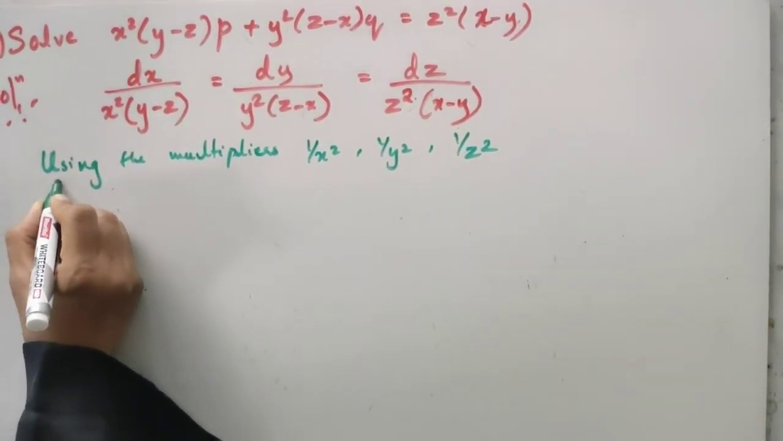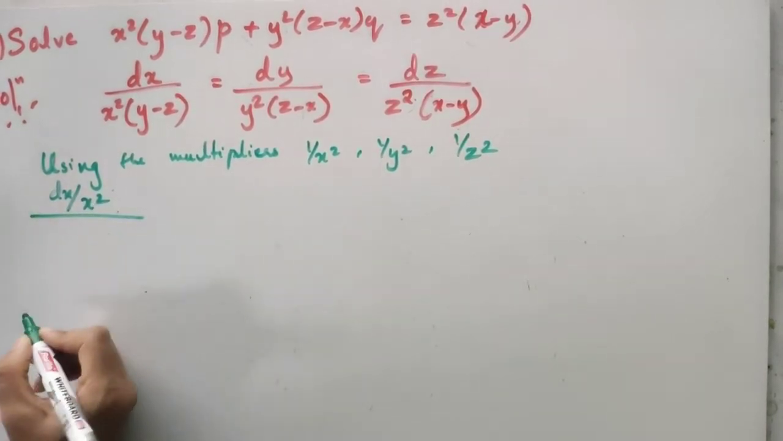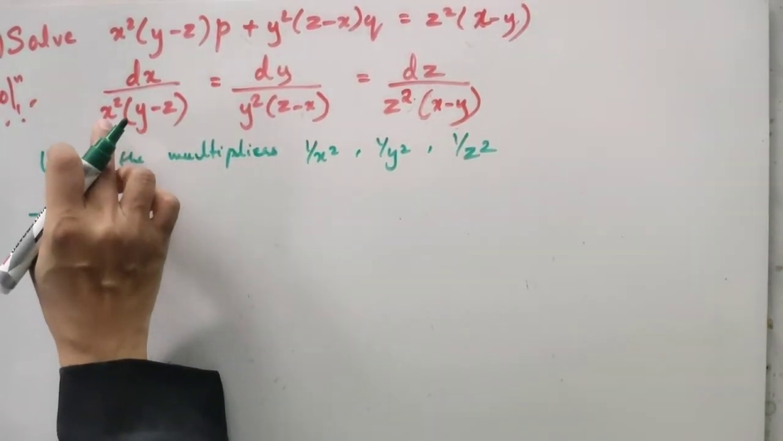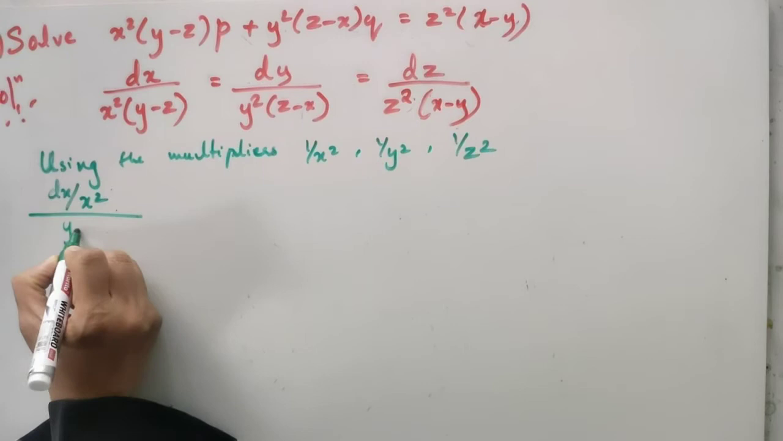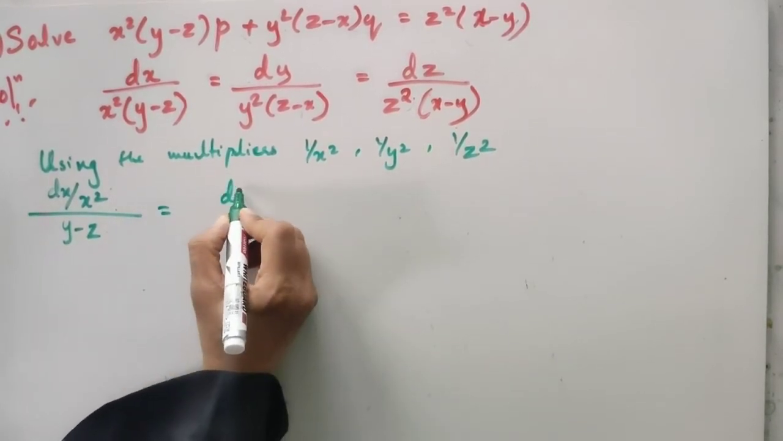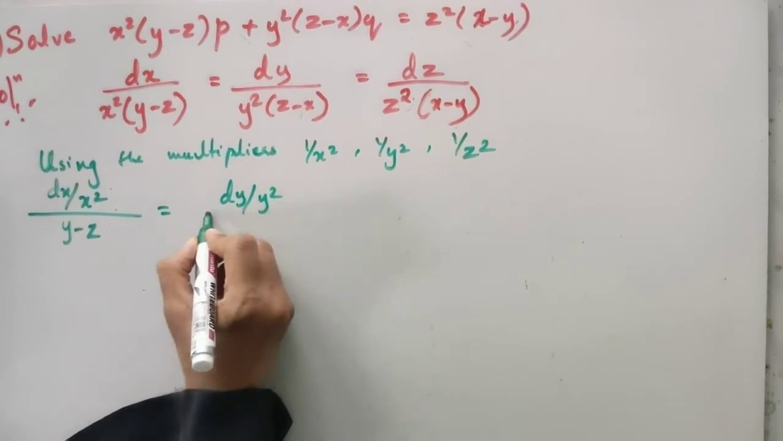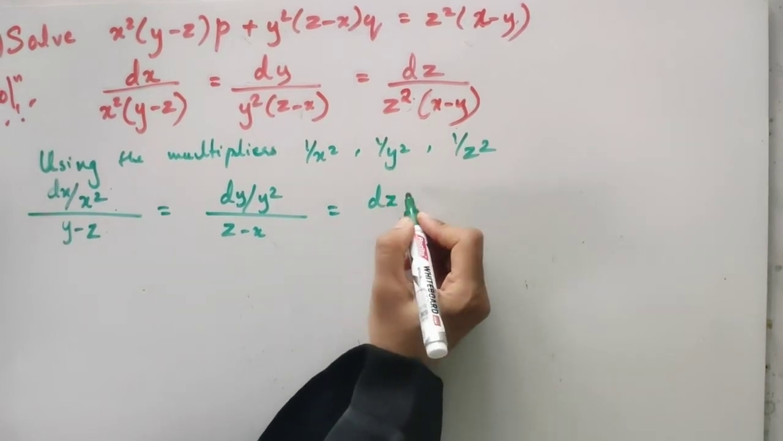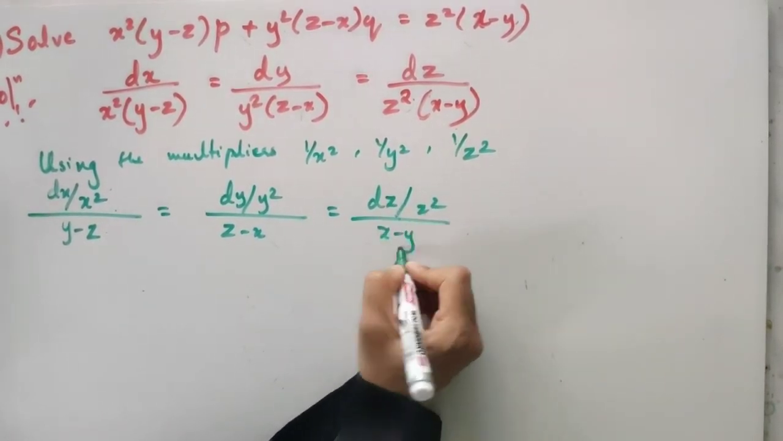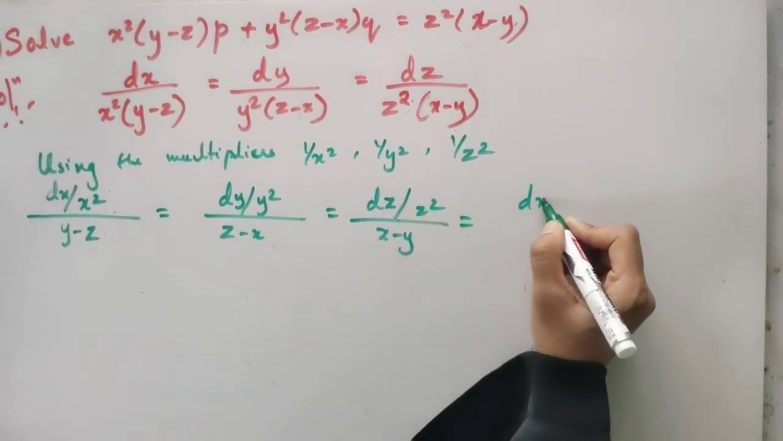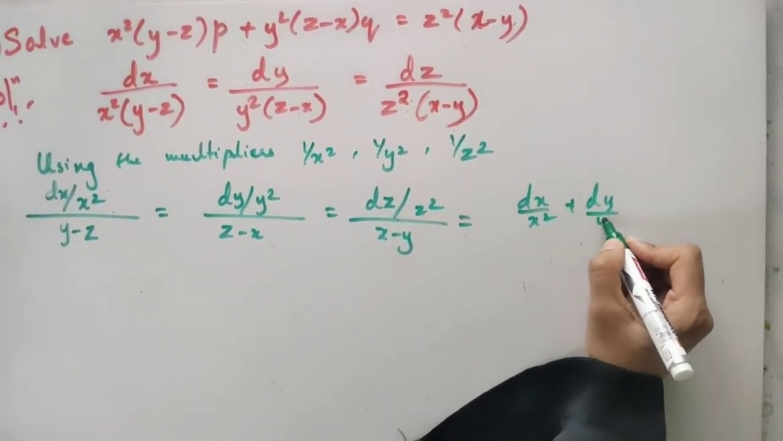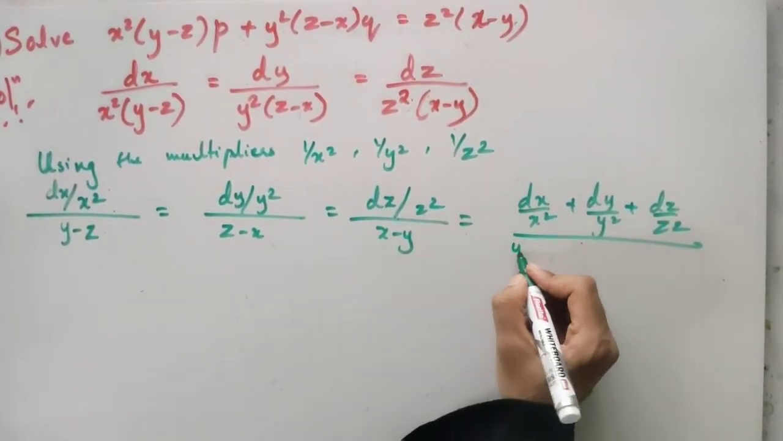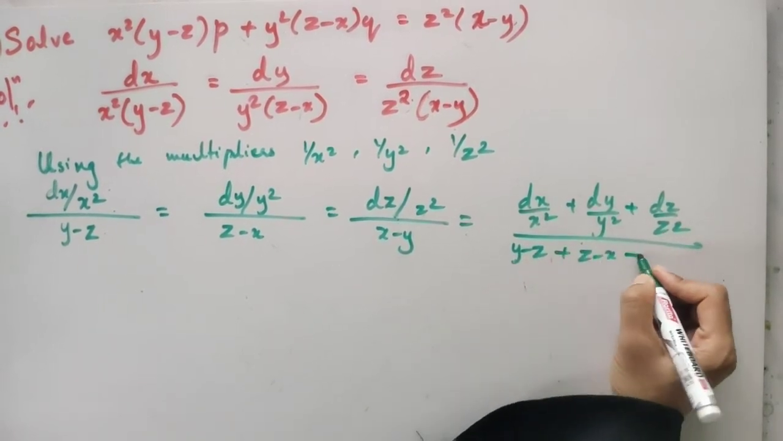It is dx divided by x square whole divided by, so you are dividing and multiplying by 1 by x square to the first fraction. So x square gets cancelled, y minus z will be left. That is equal to dy divided by y square divided by z minus x, or dz divided by z square whole divided by x minus y, and each of them are equal to dx by x square plus dy by y square plus dz by z square whole divided by addition of all this: y minus z plus z minus x plus x minus y.